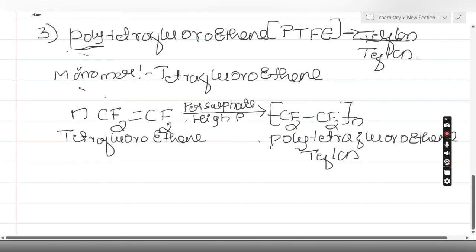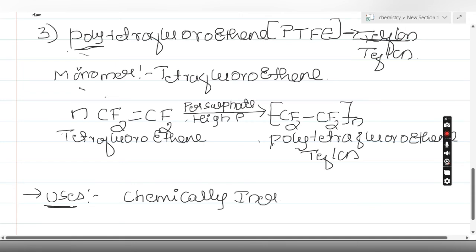I think there won't be any problem with the preparation of polytetrafluoroethene. And what are the major uses of it? Can anybody tell what the uses might be? I already told you where Teflon is used. It is mostly used as a coating. It is chemically inert.